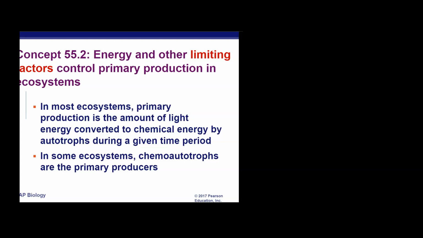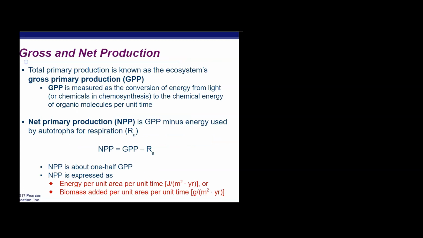And then we also have other types of autotrophs. We have chemoautotrophs, who are the primary producers. And so primary production for them, again, would be the amount of energy that they're able to actually capture and convert into chemical energy. So total primary production in the ecosystem is known as the gross primary production, or GPP. And it's measured, again, as the conversion of energy from light or chemicals to the chemical energy of organic molecules over a unit of time.